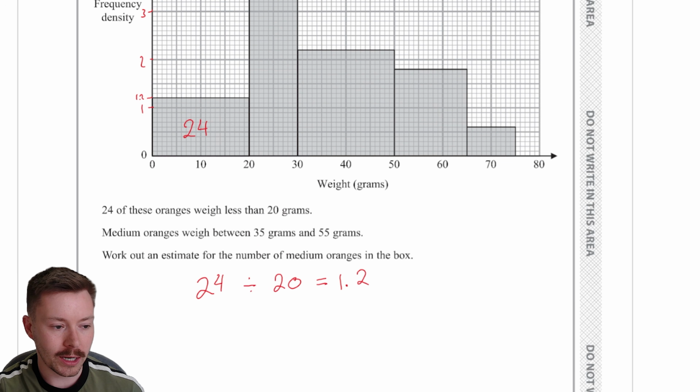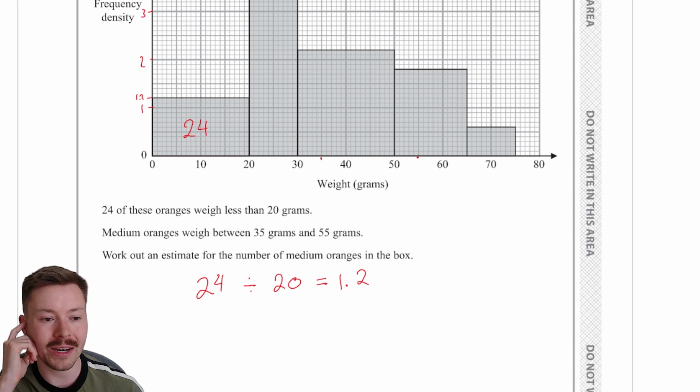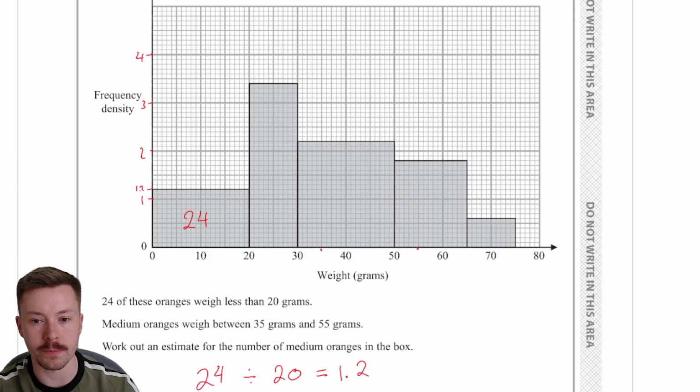Now, looking at our question, it says medium oranges weigh between 35 grams, so that would be from here to 55 grams. Okay, so we are going to need to work out the frequencies for at least 30 to 50 and 50 to 65. We don't actually need the other two bars, the frequencies for those two, but it makes sense to work them out at the same time. So let's work out the frequencies for all of these bars.